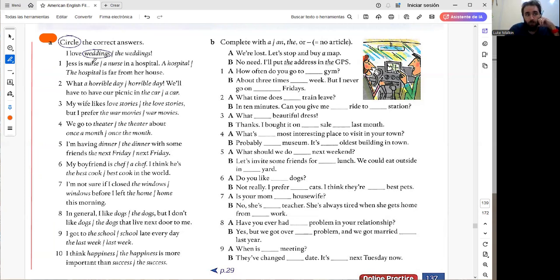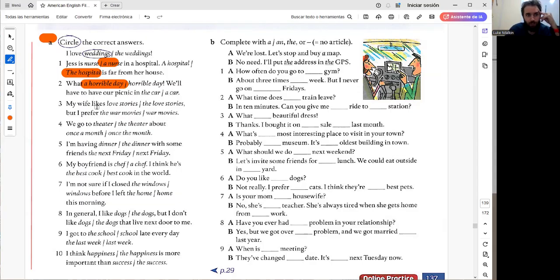Okay, here we go. Number one, Jess is a nurse in a hospital. The hospital is far from her house. The first one is a because we're saying what somebody does, and the second one is the because we have already mentioned the hospital in the first sentence. It's now a specific hospital. Number two, what a horrible day. It's a horrible, yeah. What a horrible day. It's one day.